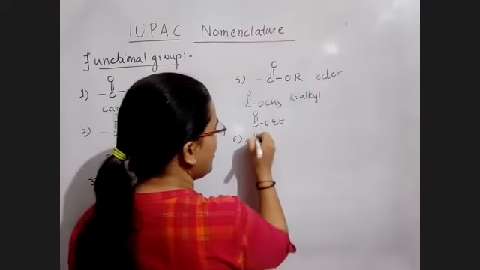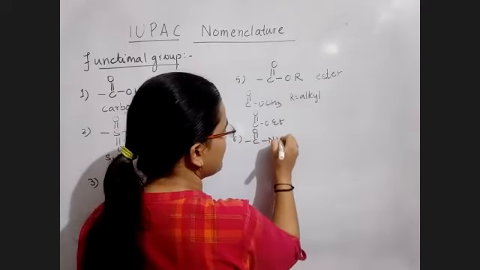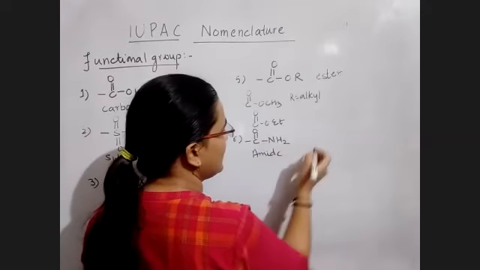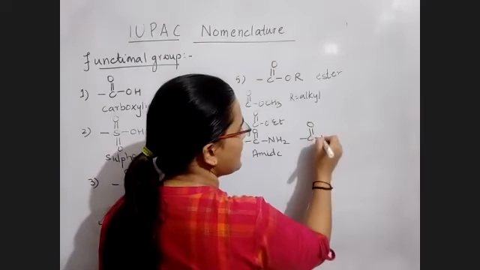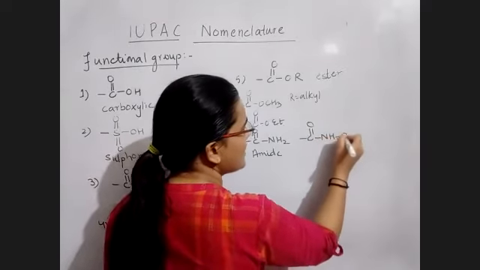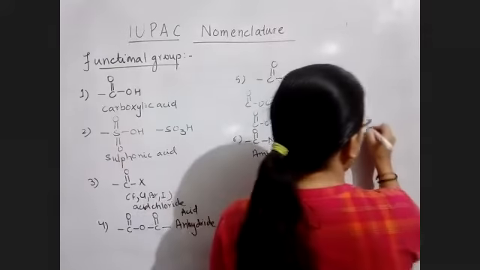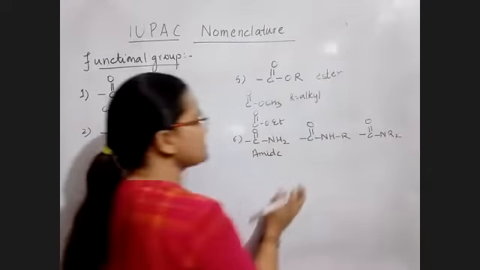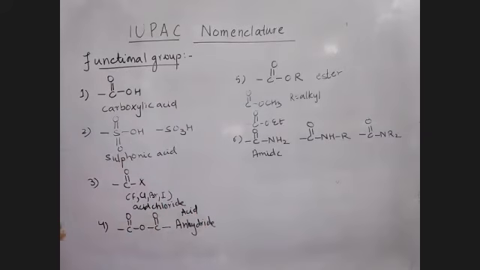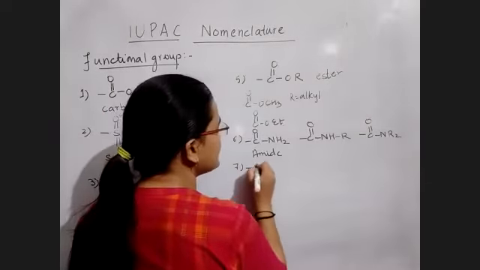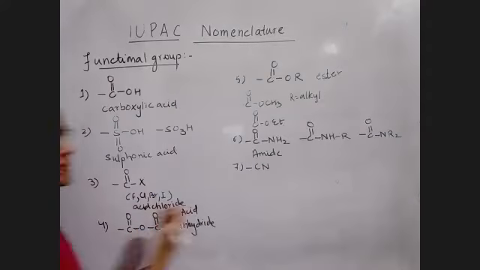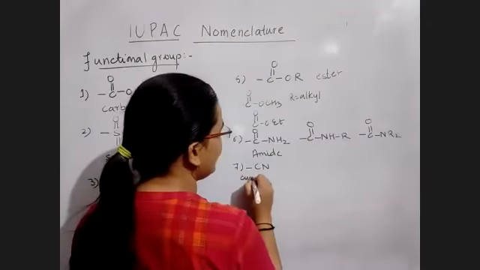6th is CONH2. This is known as amide. It can be CONHR, R is any alkyl group, or it can be CONR2. All three come under the category of amide. Basically, amide is CON bond. 7th is CN. This is known as cyanide or nitrile. CN name is cyanide.